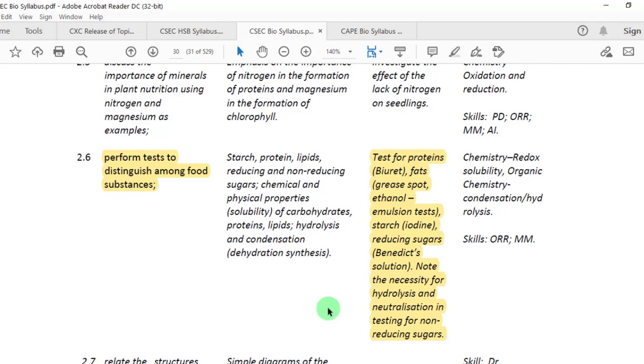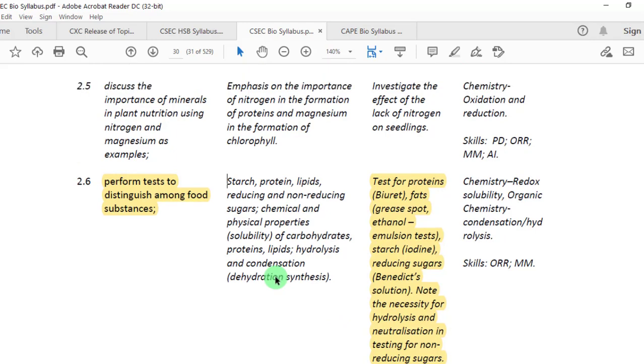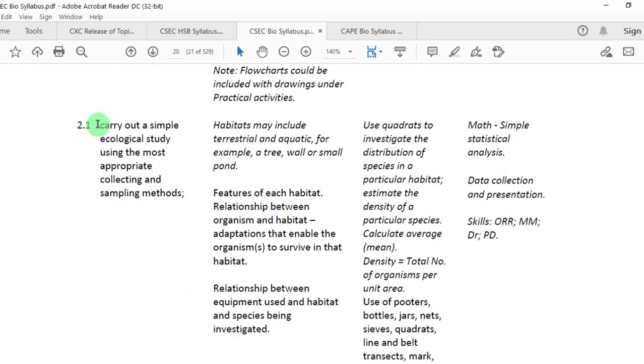The next topic is ecological study and appropriate sampling methods. So let's jump to that. That's section A, and that's this one here.